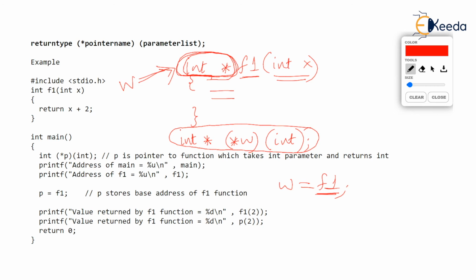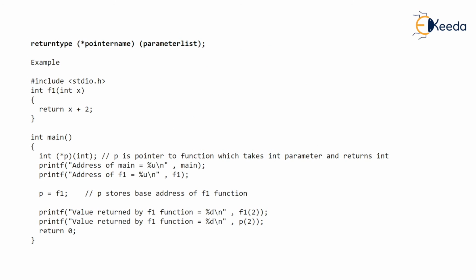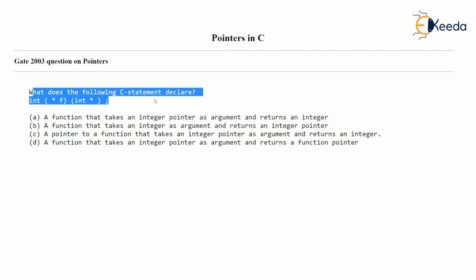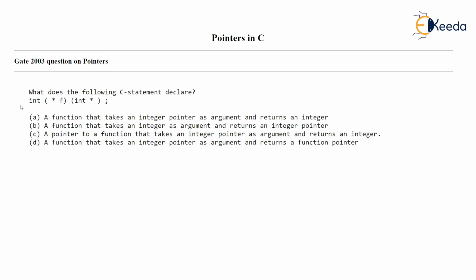Now, interestingly, in one of the GATE exams, there was a question asked. Yes, GATE 2003, I got it. Just get through this question. I am sure you will be able to solve it in less than 1 minute. What does the following C statement declare? int (*f)(int *). Here f is written in the bracket with an asterisk, so surely this is a pointer, isn't it? Pointer to a function. And this is the parameter. Now, what kind of parameter is the function going to take? It is going to take a pointer parameter, an integer pointer parameter, isn't it? And what is the function going to return? An int.